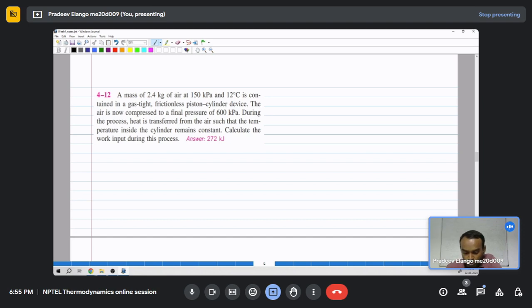A mass of 2.4 kg of air at 150 kilopascal and 12 degrees Celsius is contained in a gas-tight frictionless piston cylinder device. The air is now compressed to a final pressure of 600 kilopascal. During the process, heat is transferred from the air such that the temperature inside the cylinder remains constant. Calculate the work input during this process.